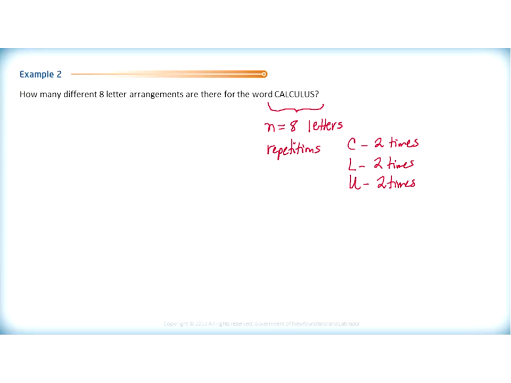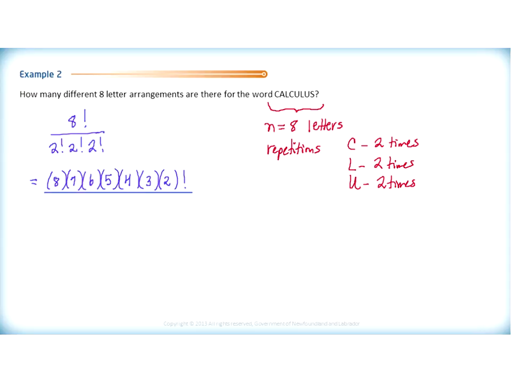So the number of different arrangements that we can have here would be given by 8 factorial divided by 2 factorial multiplied by 2 factorial multiplied by 2 factorial. When we calculate that, 8 factorial is equal to 8 times 7 times 6 times 5 times 4 times 3 times 2 factorial. And we can stop there because of the 2 factorial in the denominator. The other 2 factorial can be written as 2 times 1, and the other 2 factorial can be written as 2 times 1. Notice here that the 2 factorials will cancel.